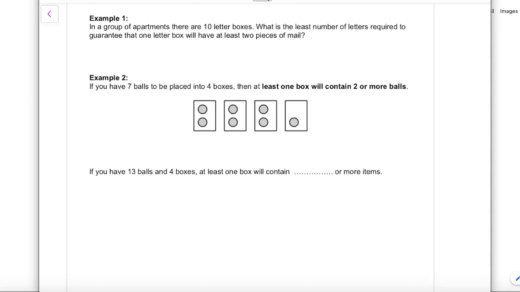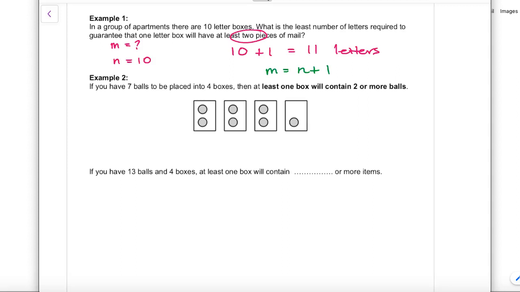So if we think about this, we have M that we don't know, but N as 10 letterboxes. Well, we're going to have 10 letters so that one goes into each letterbox and an extra one to ensure that one letterbox has 2 pieces of mail or 2 letters. So we need 11 letters. So there we can see that M is N plus 1 to have one letterbox with at least 2.